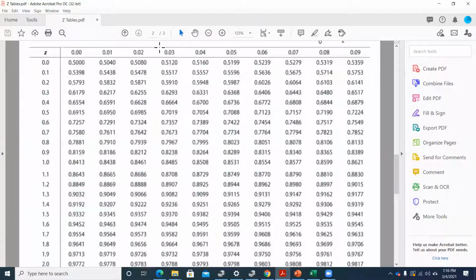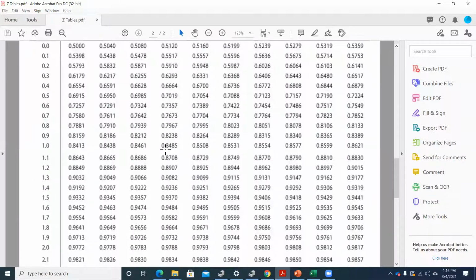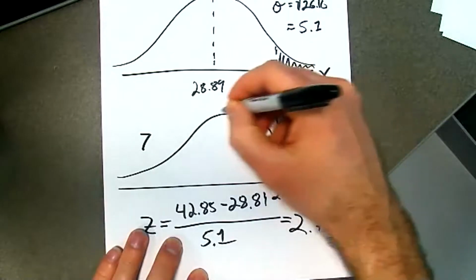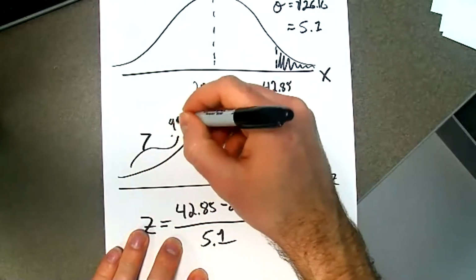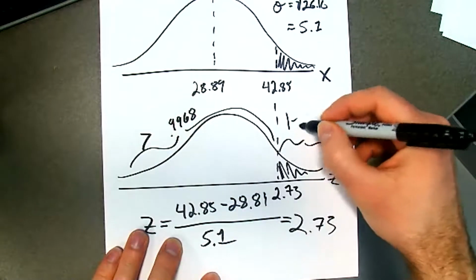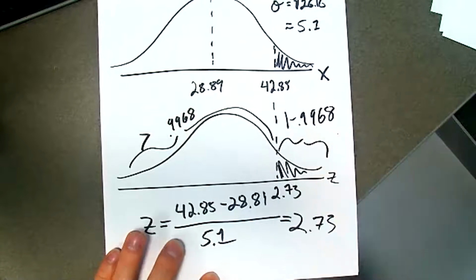So scroll down here. Sometimes it's easier. So the second decimal was the 3, right? So 2.73, go all the way down. 2.73, 0.9968. Right? So remember, the table always tells me the area to the left. I wanted the area to the right, so I have one more step, which is to subtract that from 1.